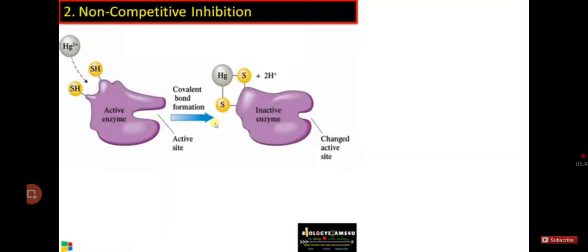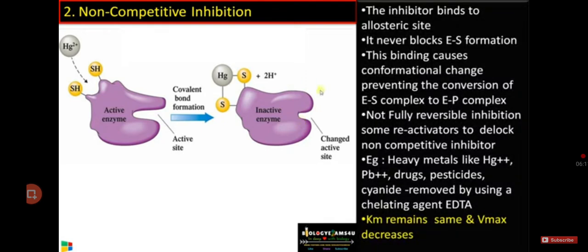Second one is non-competitive inhibition. In the case of non-competitive inhibition, this is heavy metal mercury, which is a non-competitive inhibitor that can bind to some functional groups like the SH group or sulfhydryl group. The binding is to the allosteric site. That causes a conformational change in the active site so that the substrate cannot bind to the active site effectively, thus causing inhibition. So it prevents the formation of product.